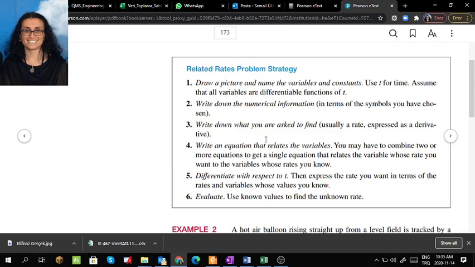Write down what you're asked to find. Usually you are going to be asked a rate, so write down the rate that they're asking in terms of symbols. Then write an equation that relates the variables. This is very important, as we did in the previous question. We related the volume with respect to x and y. So the first thing you're going to do is write an equation that relates the variables.